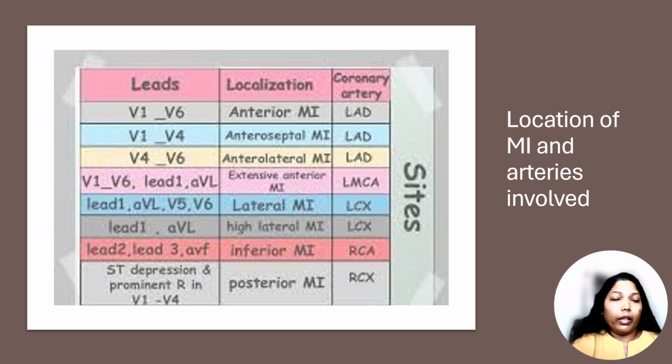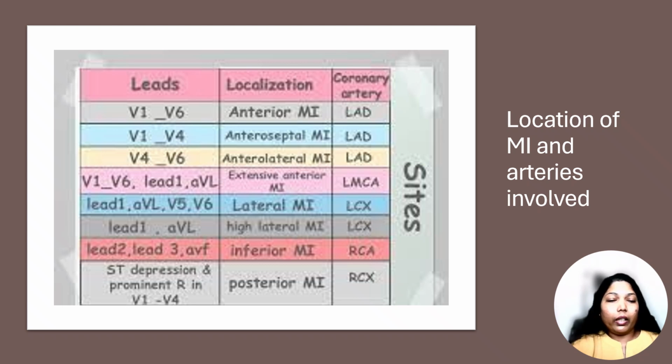Then lead 1, AVL, V5 and V6. When I talk about these leads, you have to remember the placement of the leads. Lead 1, AVL, V5 and V6 view the lateral side of the heart, so it is lateral MI, and the artery affected is the left circumflex. If there is only lead 1 and AVL, it is high lateral, highly towards the lateral side, and the artery involved is the left circumflex.